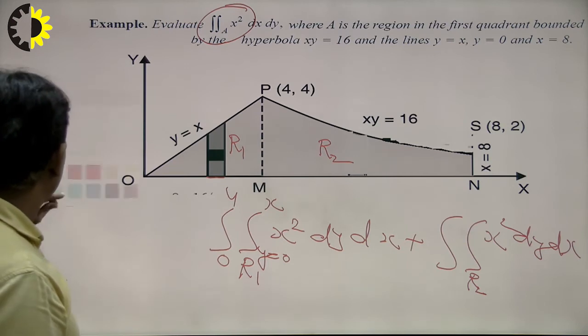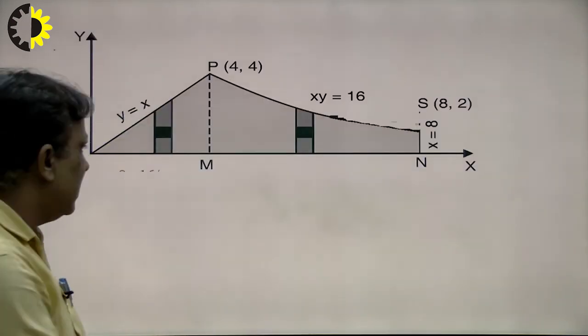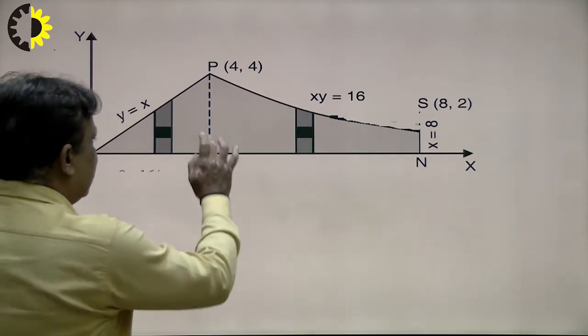Now the question is how to trace the curve, and how to take the limit of R2. This is R2. So how to take the limit of R2 with the help of the diagram? This is the region R2.